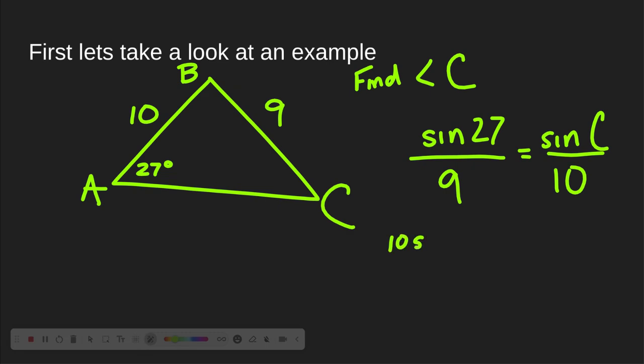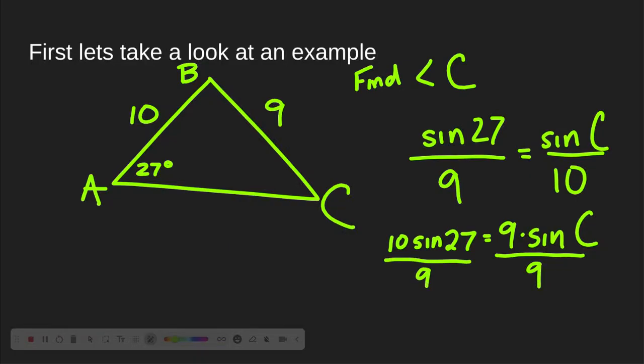10 times sine of 27 equals 9 times sine of C. Okay? Divide both sides by 9. This is where I think it's so much easier to use a graphing calculator because you can just wait and put it all on the graphing calculator at the end. So then you get sine of C is 10 times the sine of 27 divided by 9.